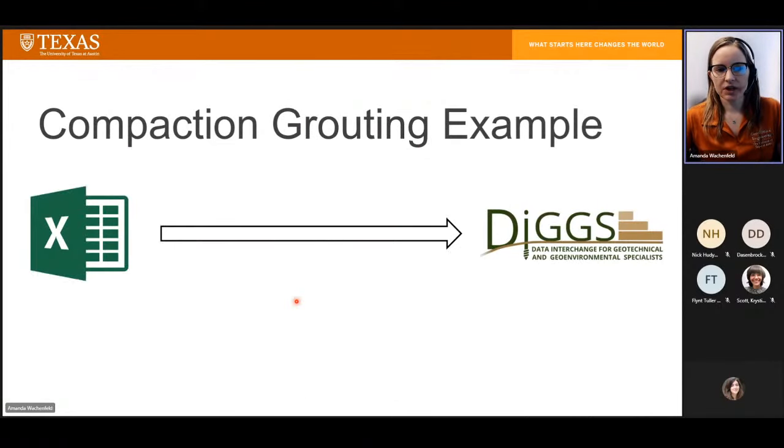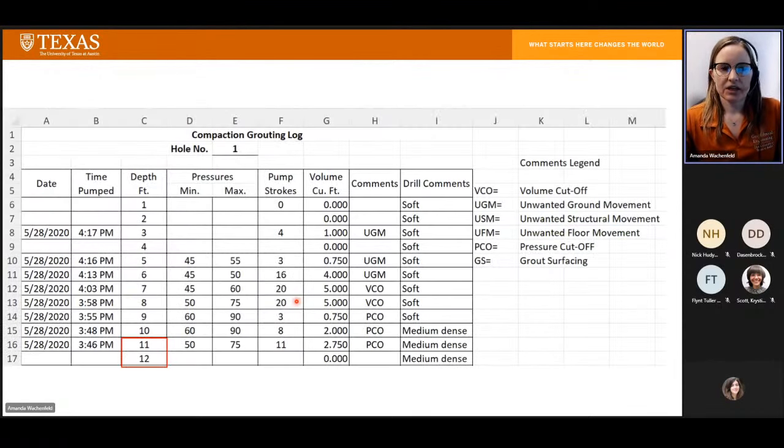So I just want to show a little example of what the schema looks like and how you can transfer between Excel and DIGGS. So this is an example compaction grouting log. You have the time and date, the depth of each stage, your min and max pressures, your pump strokes, and your cumulative volume. And in the comments, this relates to the termination criteria I mentioned. So I'm just going to go through this first stage, which is grouting from 12 feet to 11 feet because we're going from the bottom up. So we'll look at this piece of data first.